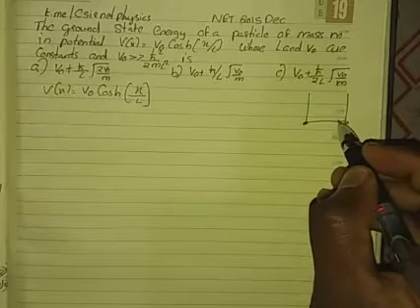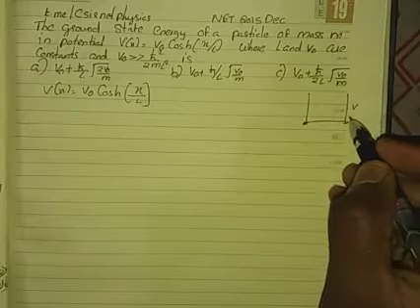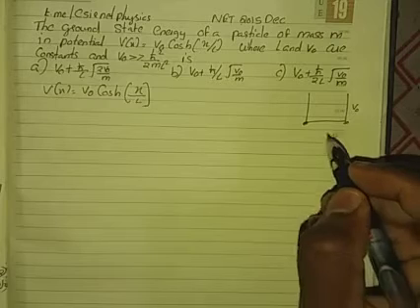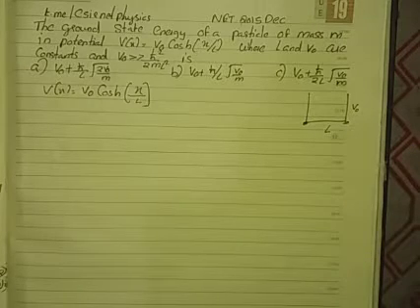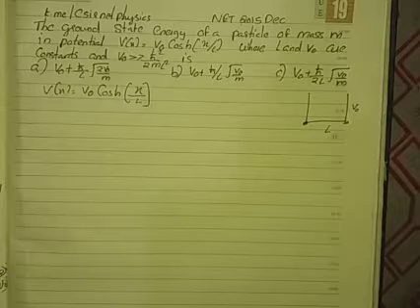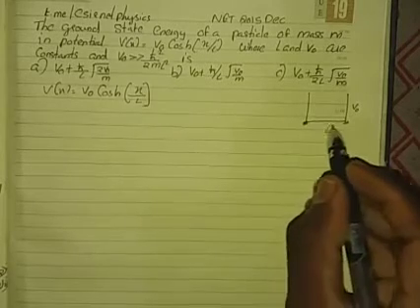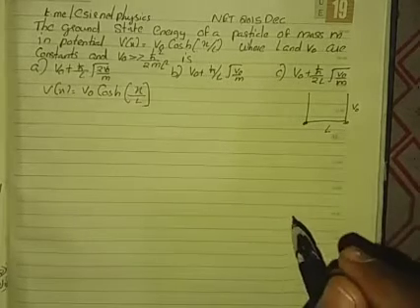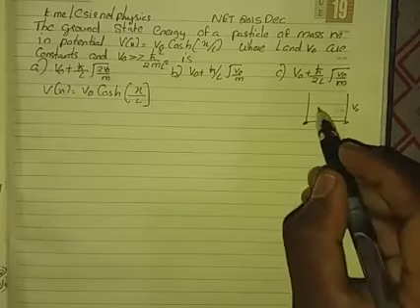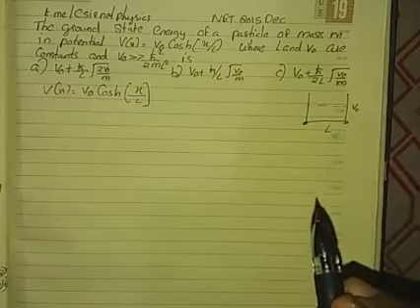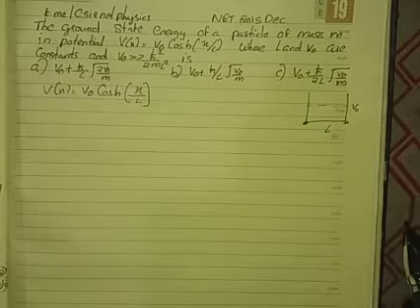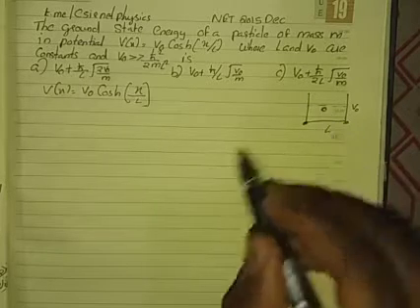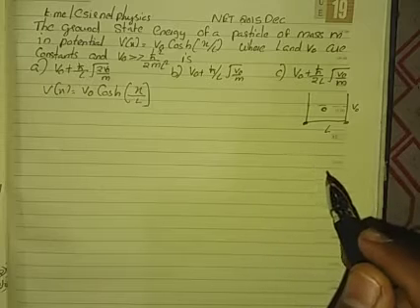It has some potential V0, and the potential well has a length of L. L and V0 are constants. What we need to find out is the ground state energy of the particle inside this well.